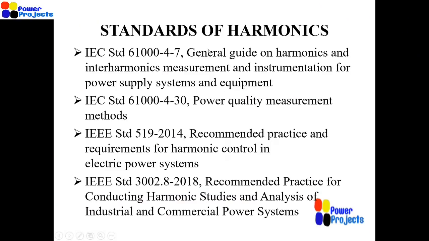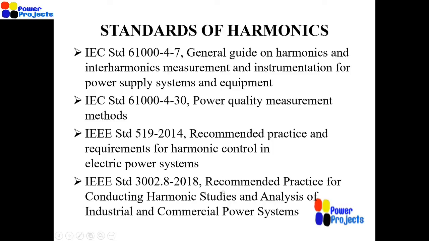So let's quickly talk about the standards available for harmonics. There are many standards from IEC, most specifically the IEC 61000 series, that talks about complete power quality, right? IEEE 519 is basically the recommended practice and requirements for harmonic control in electrical power systems. The latest version is from 2014. And IEEE standard 3002, which came recently, also gives practice for conducting harmonic studies and analysis for industrial and commercial power system analysis.